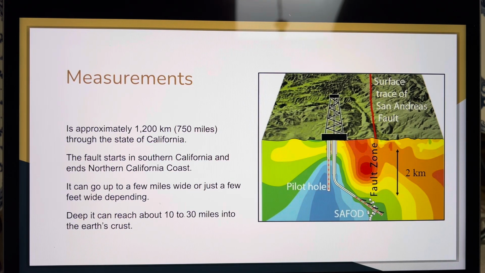Measurements. So once again, it's about 750 miles across the state of California, and it starts, we could say, from Southern California to the Northern California coast up in Eureka. It could be up to a few miles wide, or just a few feet wide, depending. Deepness, it could reach about 10 to 30 miles into the Earth's crust.